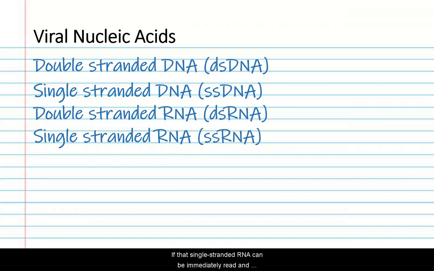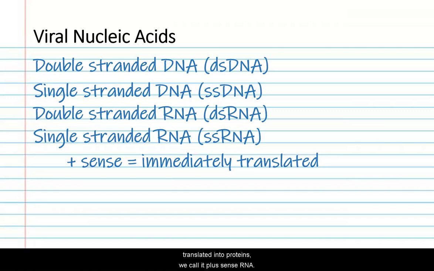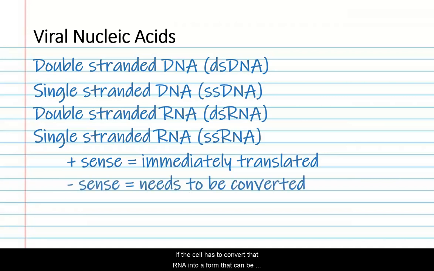If that single-stranded RNA can be immediately read and translated into proteins, we call it plus-sense RNA. However, if the cell has to convert that RNA into a form that can be read, it is called negative-sense RNA. As we'll see in our next lecture, this becomes really important when we talk about viral life cycles.